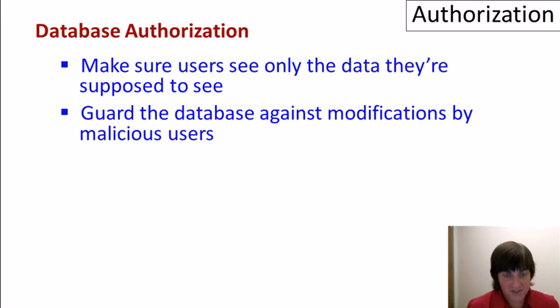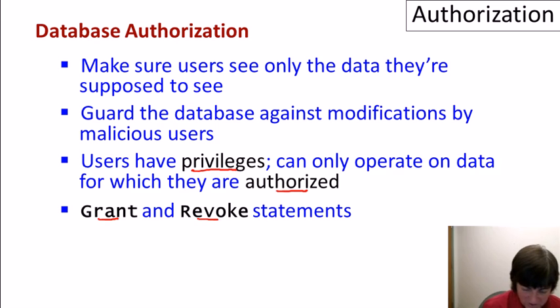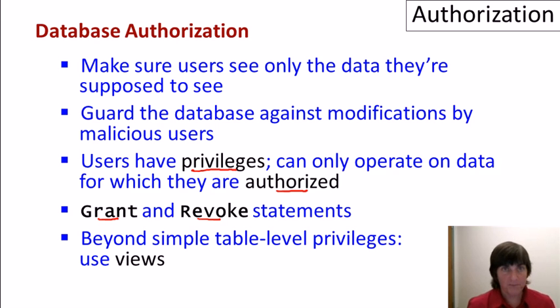To summarize, database authorization is important. It makes sure that users only see the data that they're authorized to see. It guards the database against being modified by malicious users. There's a privilege system similar to file system privileges but specific to database constructs, and users can only operate on the data for which they're authorized via their privileges. There's a grant statement and a revoke statement in the SQL standard for granting privileges and revoking privileges. And again, when a relation is created, the owner of the relation starts with all privileges. So that's where the granting would begin. And finally, for having privileges that go beyond simple table-level operations, views are a very important construct. And in fact, authorization is one of the most important uses of database views.